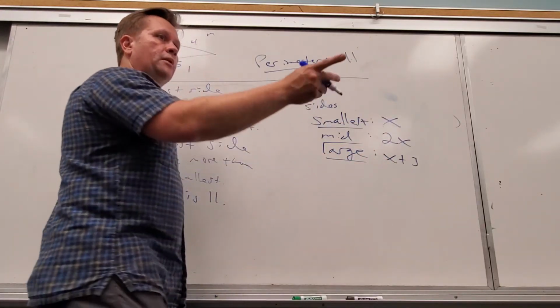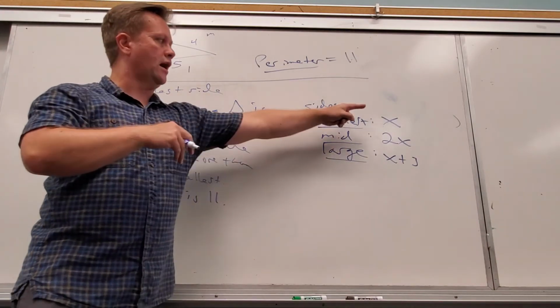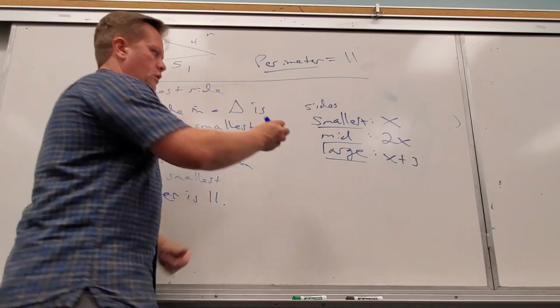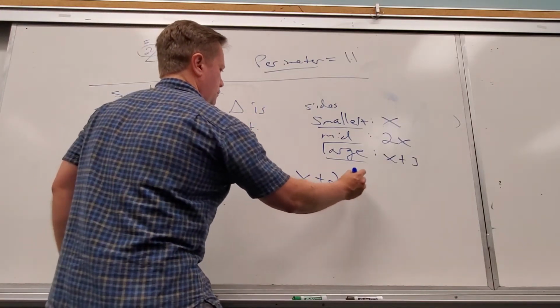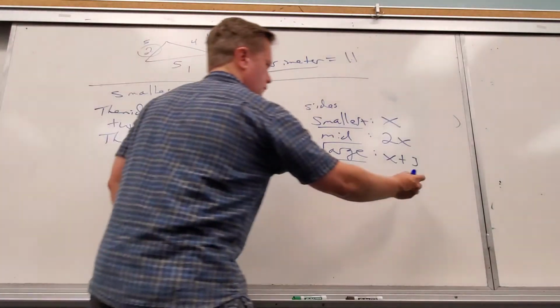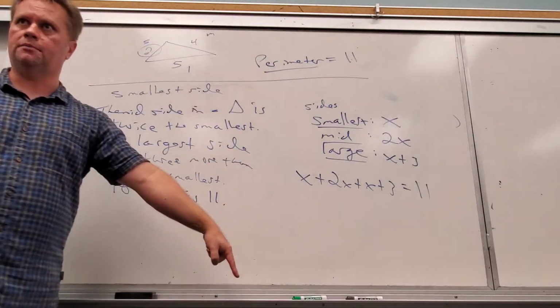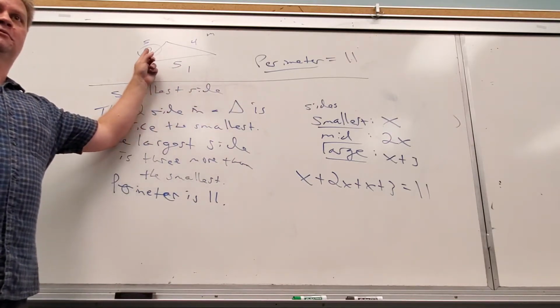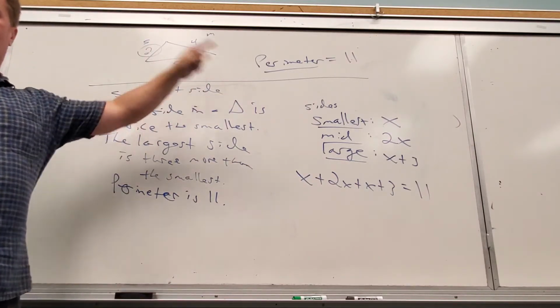Yep. Because how do I get perimeter? I just add all the sides. And I've got all the sides. I've given them math names. So I take this side plus this side plus this side. And I'm supposed to get 11. And now it's an equation. Now this should be the easy step. And we know we better get what? What is the smallest side? 2. We better get 2.